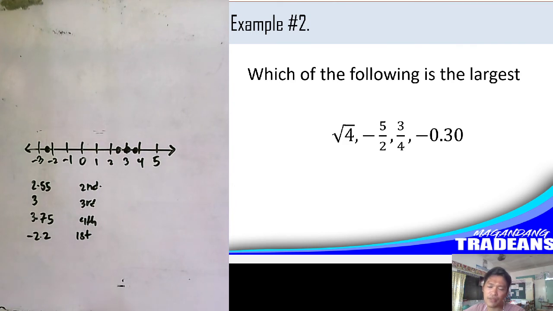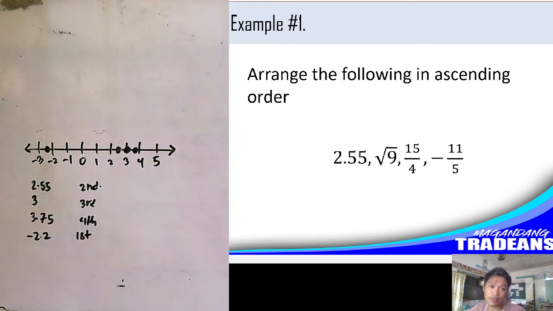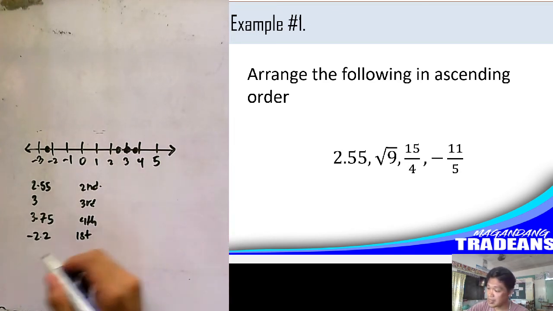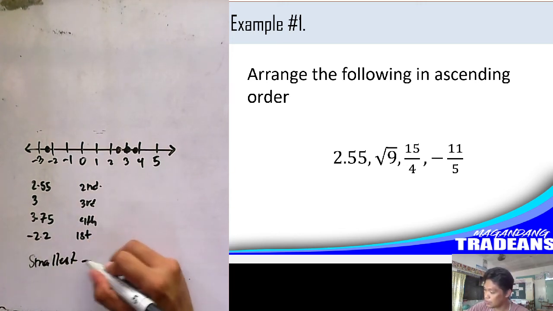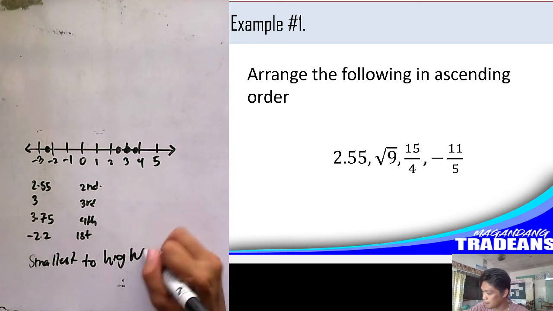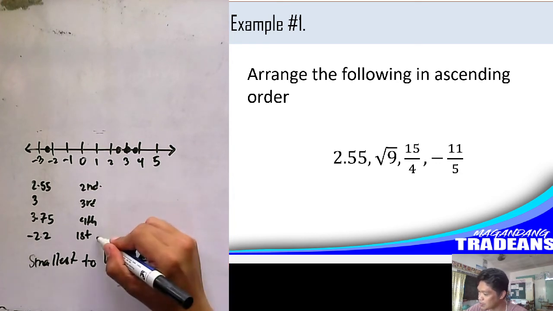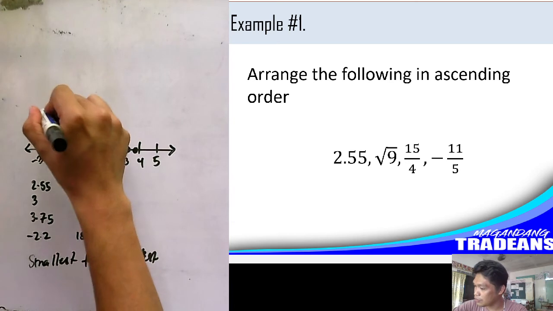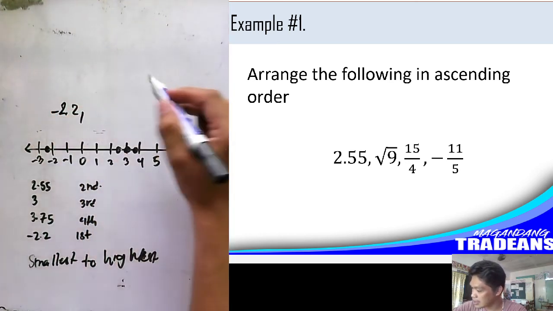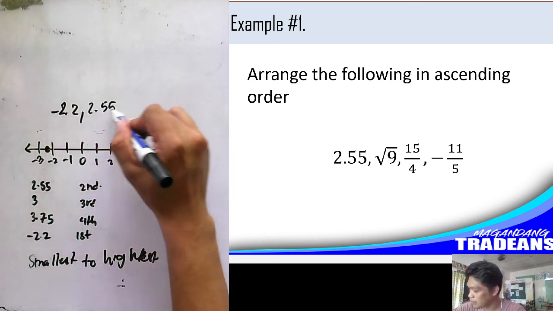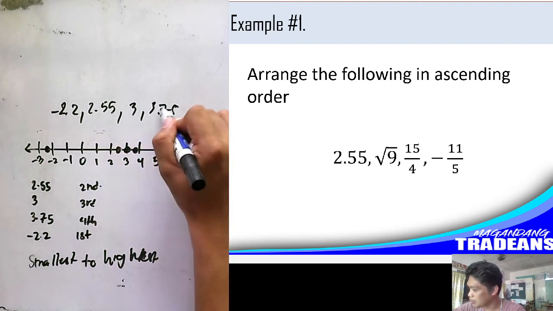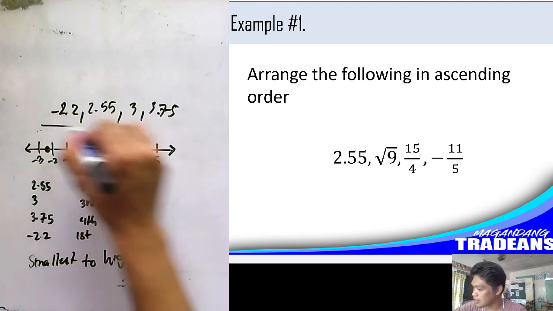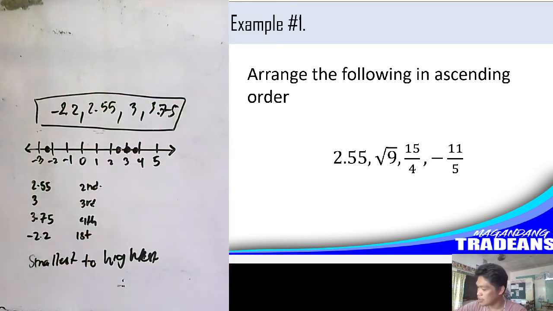Example number 2. The question is, we are going to arrange this one in ascending order. Ascending means from smallest to highest. So, this one is the smallest. Let's arrange it. Negative 2.2. What's next? The second, 2.55. The third, 3. The last, 3.75. Okay? So that is how the answer looks when arranged in ascending order.